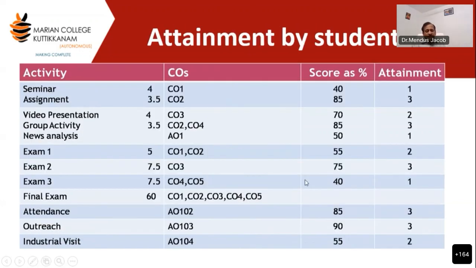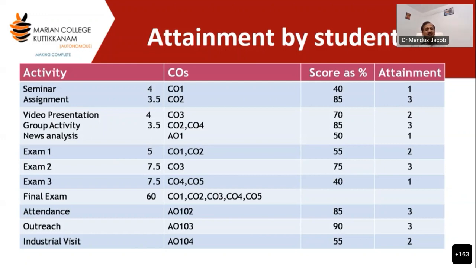Now coming to the attainment calculation, I'm simply giving you an example only for understanding the process. You can see for seminar, we have 4 marks, and it is mapped to CO1. Suppose the student scores 40% marks for seminar. So out of 4, he will score around 1.6, which is 40%. Then automatically the attainment level is 1, because from 1 to 50%, that weightage is 1. Already we have fixed that weightage.